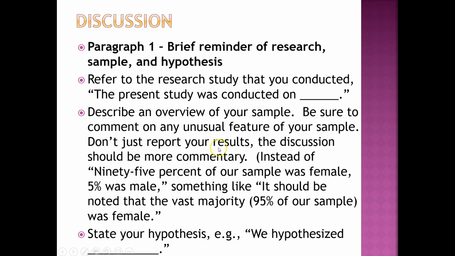Don't just report your results. The discussion should be more commentary. So instead of saying 95% of our sample was female, 5% was male, your discussion, because you're discussing it, should be something like, it should be noted that the vast majority, 95% of our sample, was female. Okay? And then you state your hypothesis, exactly the same hypothesis you stated already in the introduction section. We hypothesized what?